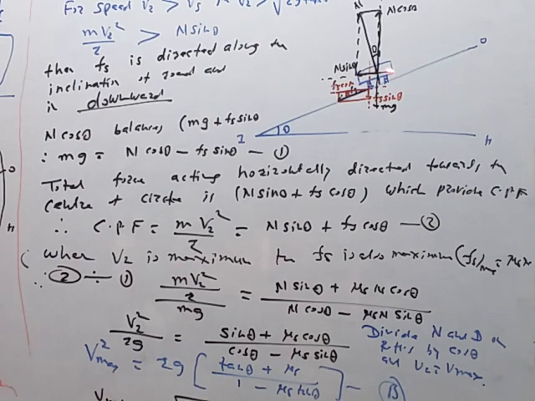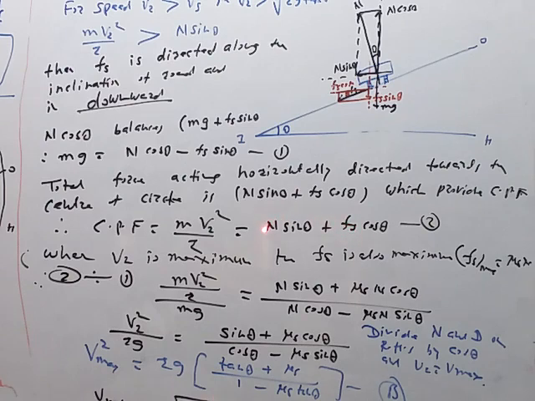Now in the direction parallel to the horizontal level toward the center, there are two forces. One is n sin theta and the other is Fs cos theta. So they will add. So n sin theta plus Fs cos theta will give the total force acting horizontally directed toward the center of the circle, and it provides the centripetal force necessary for circular motion. So centripetal force m v2 square upon r is equal to this much.